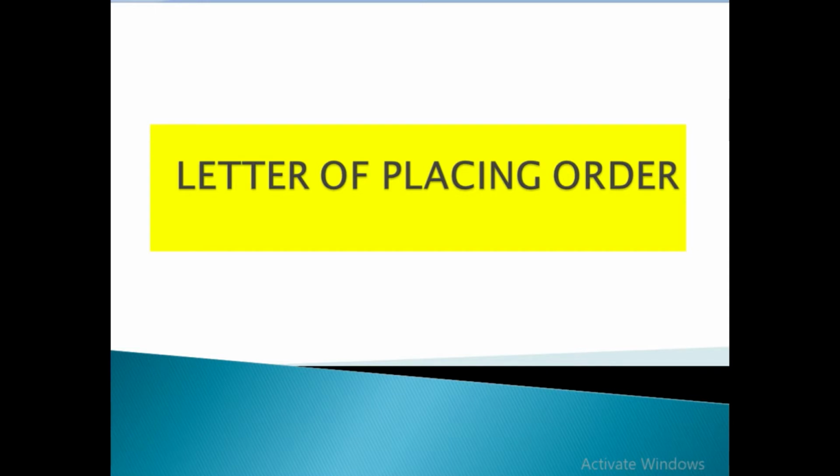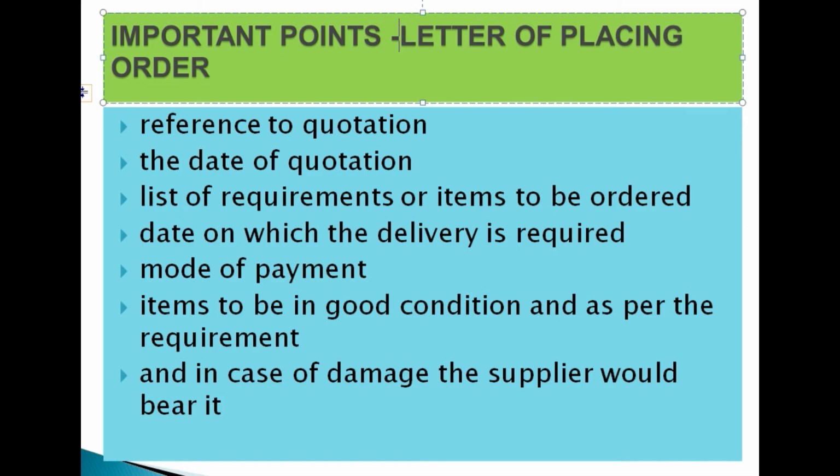What are the important things which go into the body of the letter of placing order? So, first of all, you have to refer to the quotation or the catalog which was given by the seller or advertised by the seller in a newspaper. You can also place an order when you know the seller is quite a reputed person, and the date of quotation or the catalog.